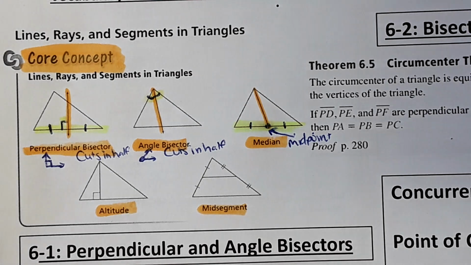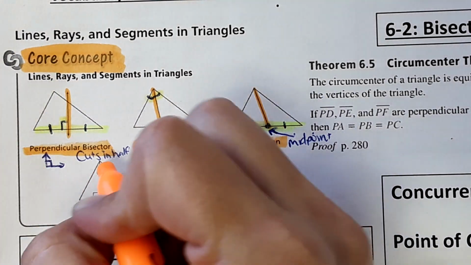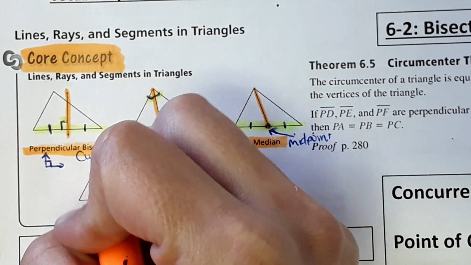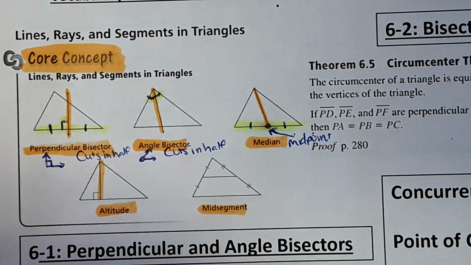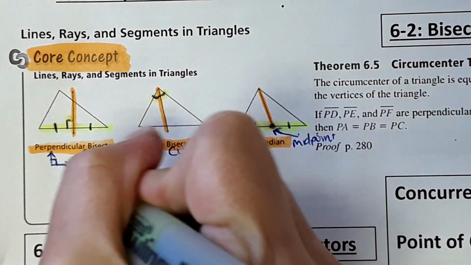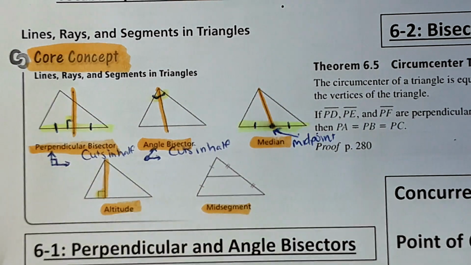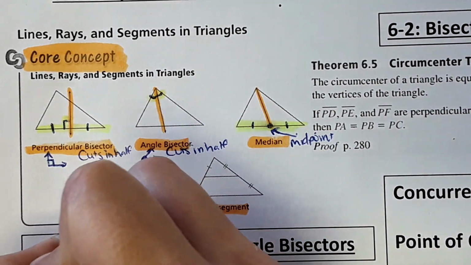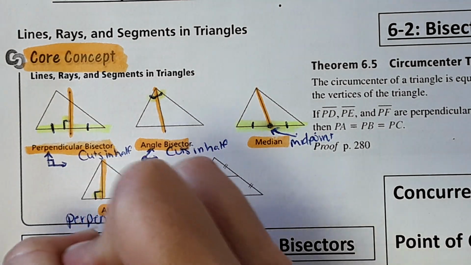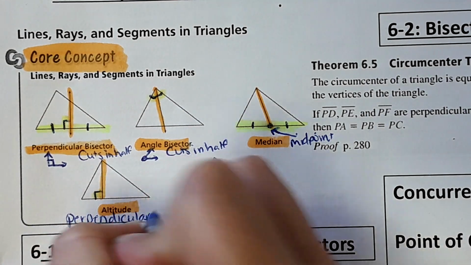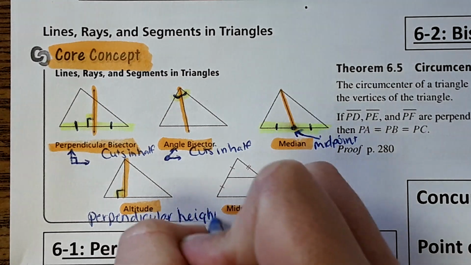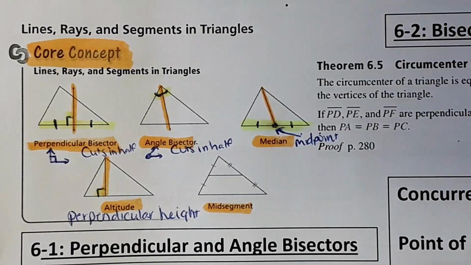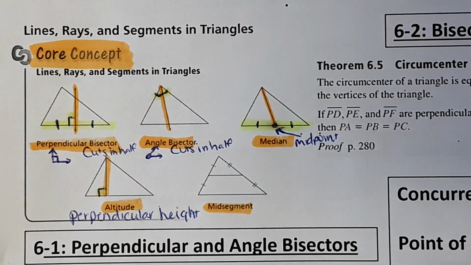Okay, and then next is altitude. You've definitely seen this word before. It's the height of a triangle. And altitude specifically has to be perpendicular to the base, so it has that 90-degree angle. So one way to describe altitude would be the perpendicular height of a triangle. It could be a trapezoid, but in this case it'll be a triangle.